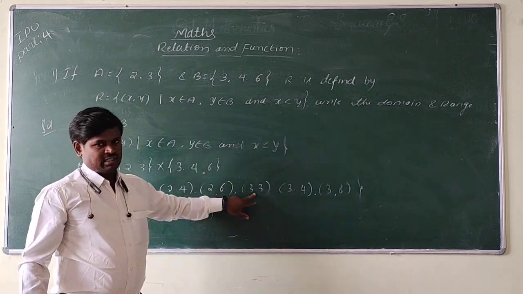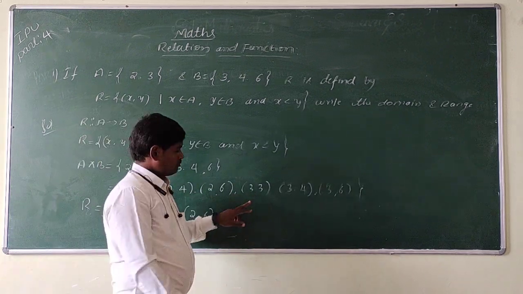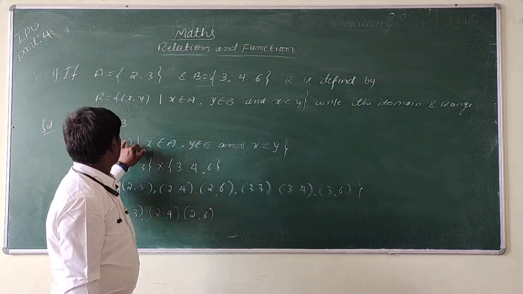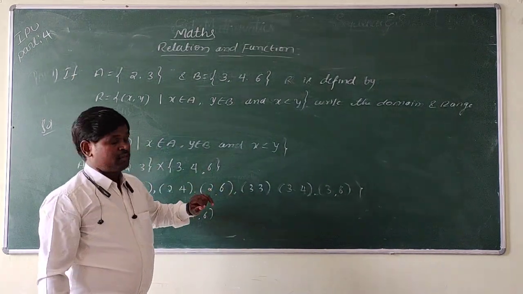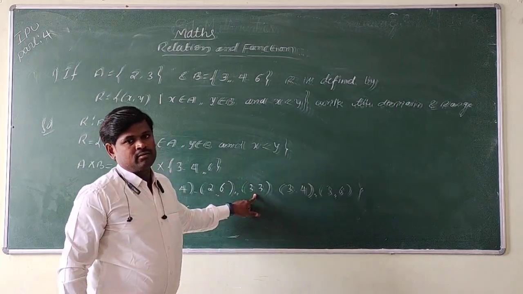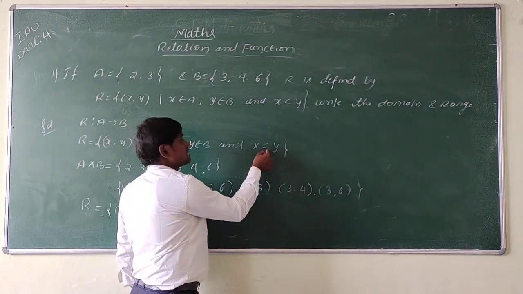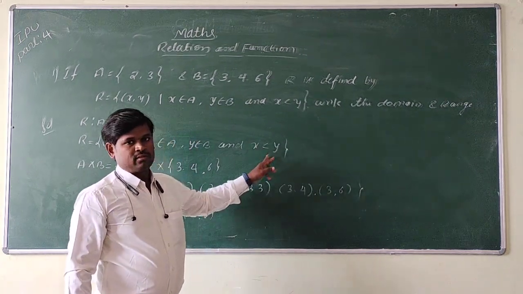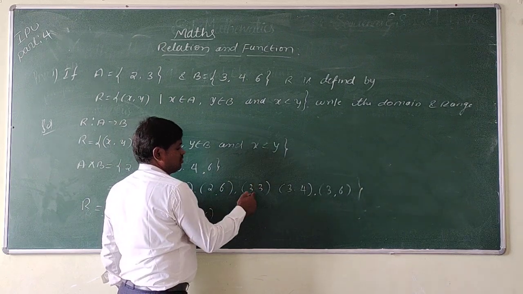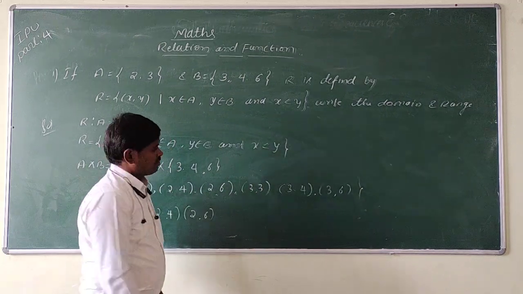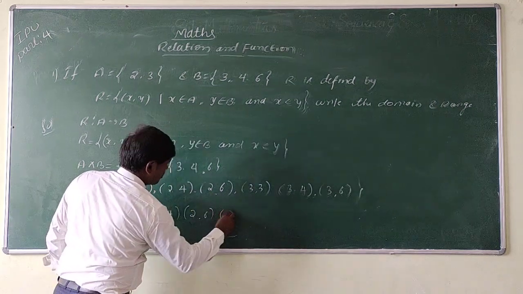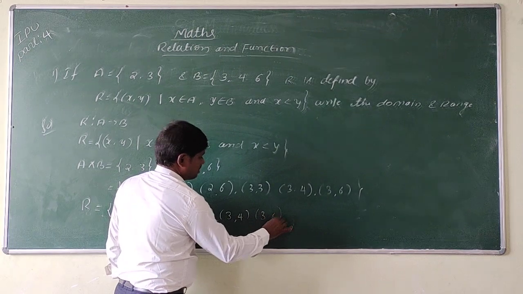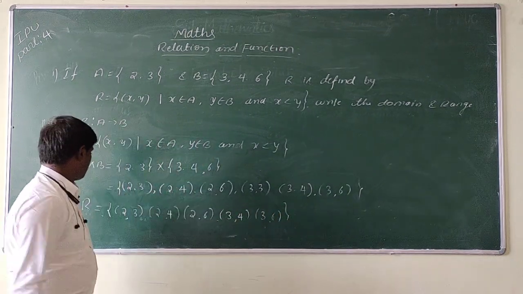We have not taken (3, 3). The first element 3 belongs to set A and 3 belongs to set B, but 3 is not less than 3. If it were x less than or equal to y, then we would take (3, 3), but here it is only the strict inequality x < y, so we do not take (3, 3). (3, 4) is taken in relation R, and (3, 6) also. So this is the relation R.